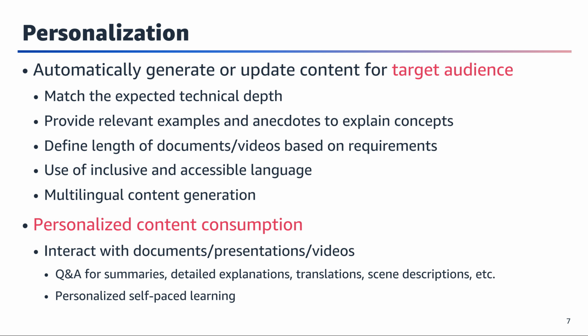First, let's emphasize automatic content generation that adapts to our target audience. This means not just creating content, but having it hit the right technical level and include relatable examples. It prioritizes accessibility through inclusive language and multilingual options. This expands our reach and helps no audience be left behind.